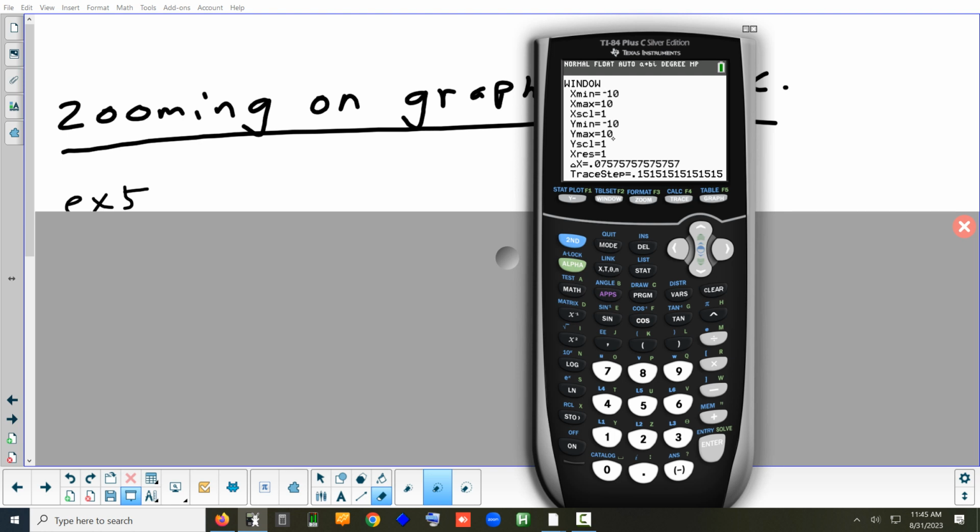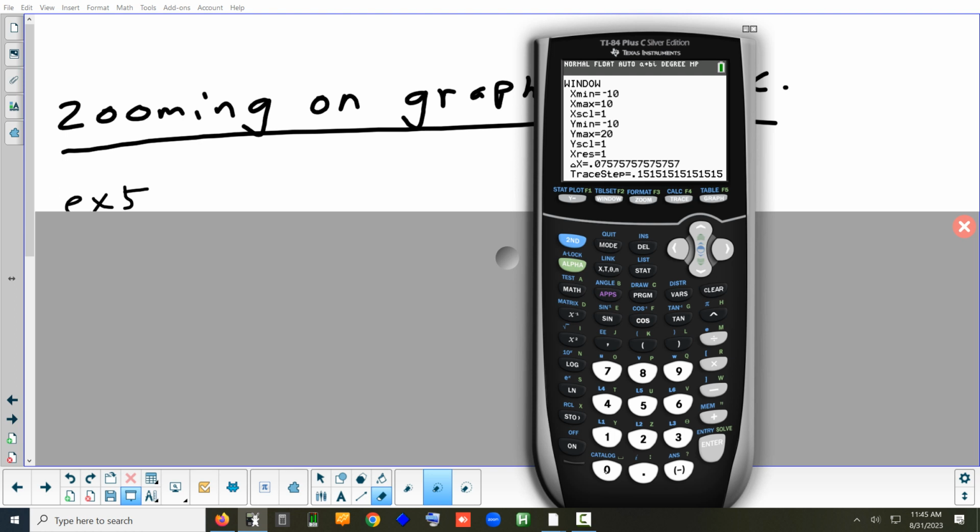So if I want to see higher, because the parabola is up here, which one of those values do you think I need to adjust? The y values. Which one? The y min and the y max. So y min is going to let you see lower. The y max we want to make bigger so we can see higher.